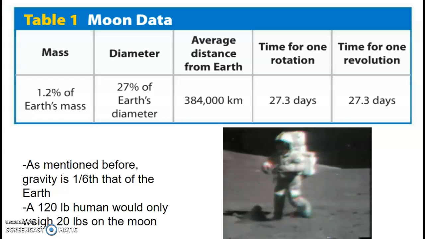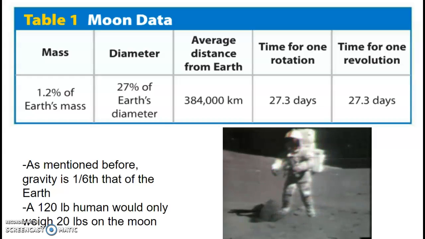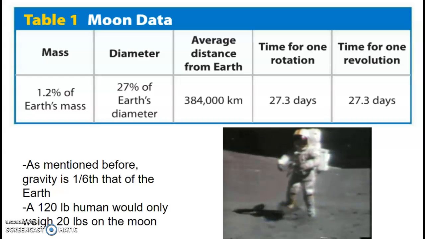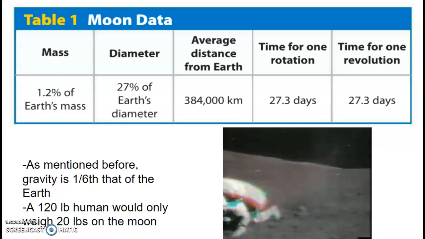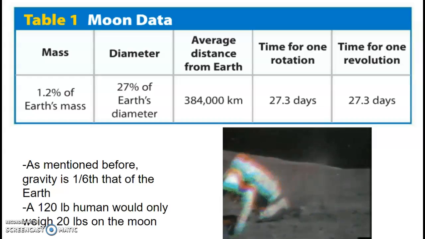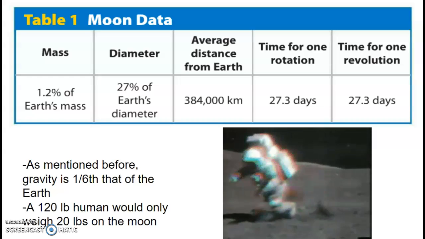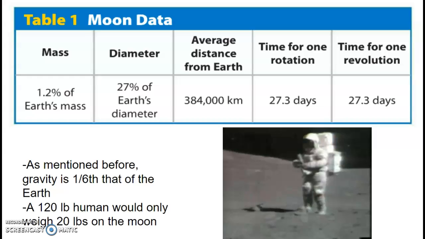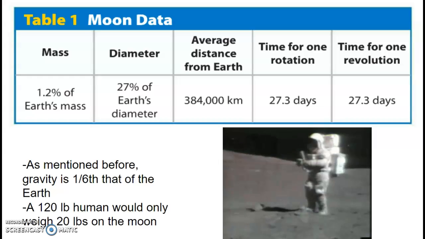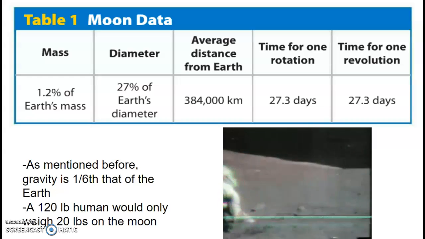So there's some data about our moon here at the top. It's about 1.2% of the Earth's mass, 27% of the Earth's diameter. It's usually about 384,000 kilometers away from our planet. Time for one rotation is about 27.3 days, and time for one revolution is 27.3 days. That's why we always see the same side of the moon. Now, as mentioned before, gravity is about 1/6 that of the Earth. So a 120-pound human would only weigh 20 pounds on the moon.